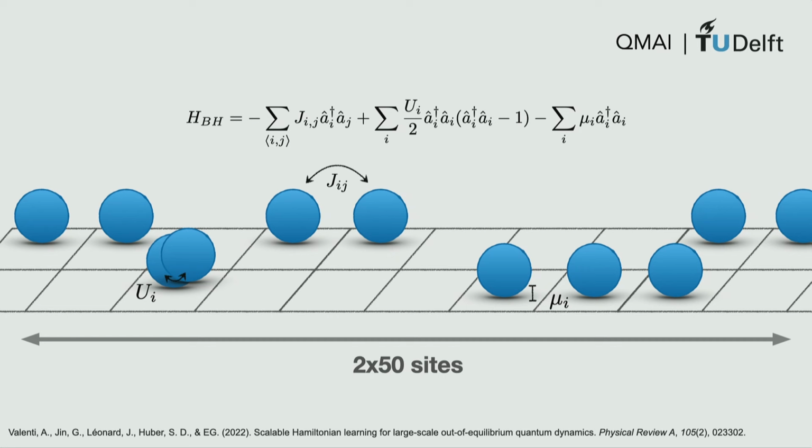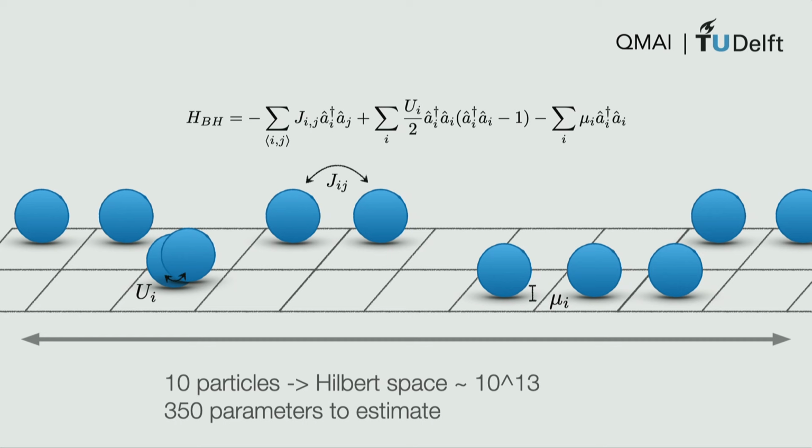So the problem they were actually interested in solving suddenly became a high-parameter problem, because if I only put 10 particles on this lattice, which would be very, very little, I already have a 10 to the 13 Hilbert space with 350 parameters that I need to find. So that's not a great landscape to explore.